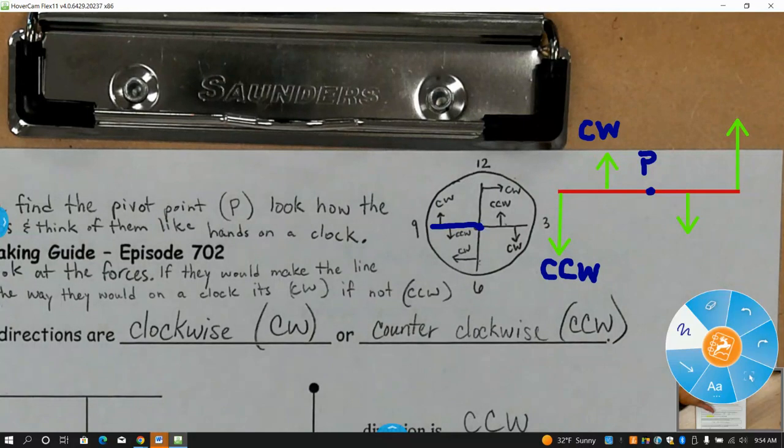If the pivot point is here and we extend out now towards 3 o'clock, this down arrow would be pushing the 3 o'clock down towards 4 o'clock, 5 o'clock, 6 o'clock. That is the correct way that time moves. So this is clockwise. And this force, if it were pushing up, would be trying to move the 3 o'clock hand from 3 to 2 to 1 to 12, which is not the right way. So that would be a CCW.